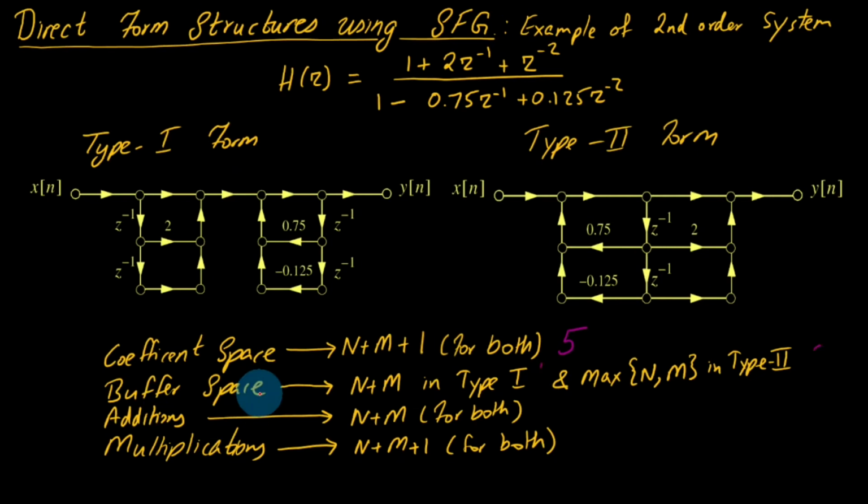Furthermore, the buffer space requirement in type 1 over here is 1, 2, 3, 4, whereas over here we have simply 1, 2. So this is 2 as compared to 4 in type 1. Number of additions remain the same. So that is 1, 2, 3, 4. And similarly over here we have 1, 2, 3 and 4. Lastly, the multipliers is again 5, which is 1, 2, 3, 4, 5.